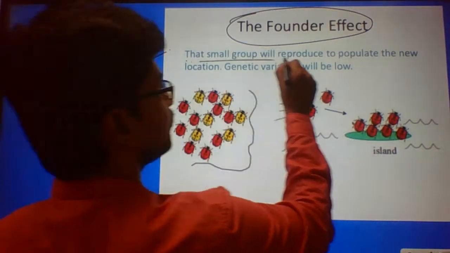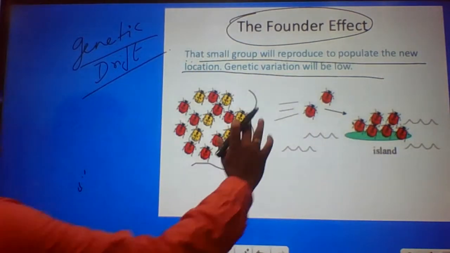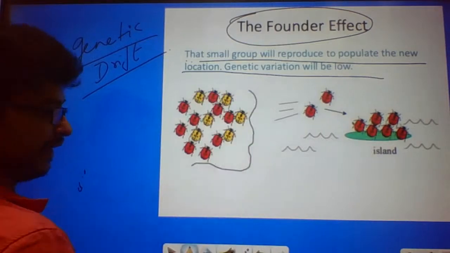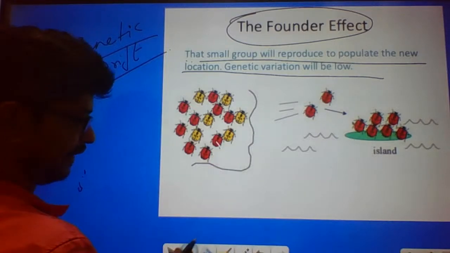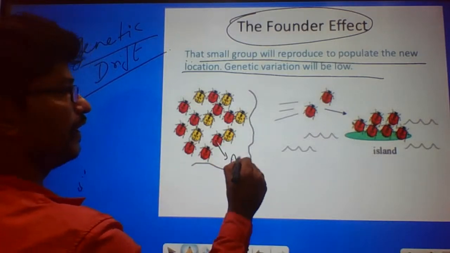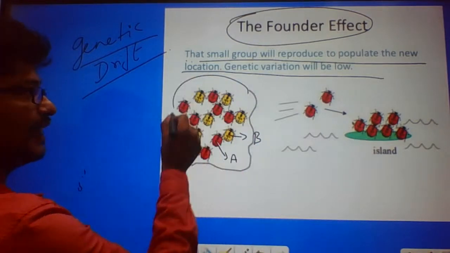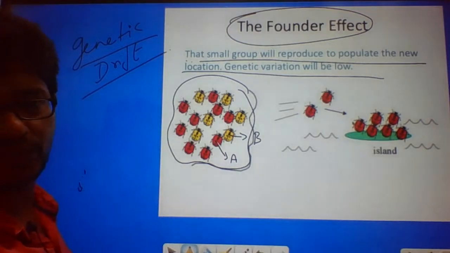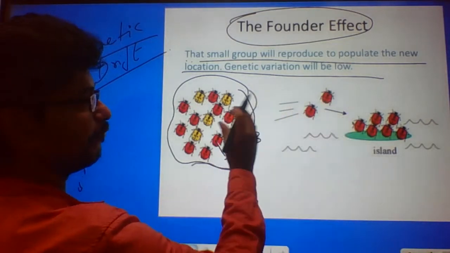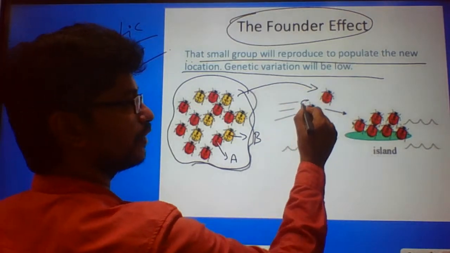A small group reproduces to populate a new location, and genetic variation will be low. For example, there are two types in the same population: the red beetle, which I'll call A, and the yellow beetle, which I'll call B. Both were in the same geographical location. But due to some unavoidable situation, a few individuals of this population started moving out of this place. For example, take only the red beetle.